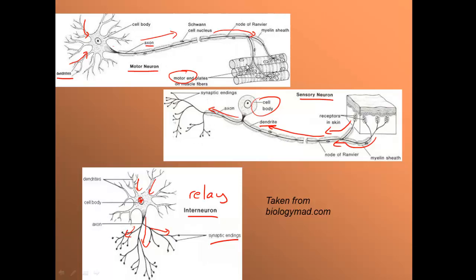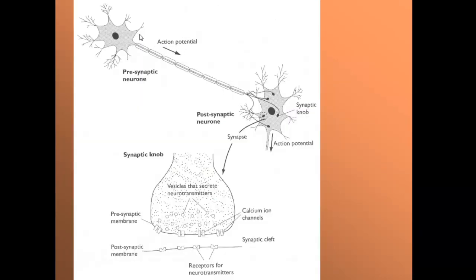Motor neurons carry action potentials towards effectors. They may also be glands, like a tear gland. Thank you to biologymad.com. So, let's have a look at that process using a cav drab.